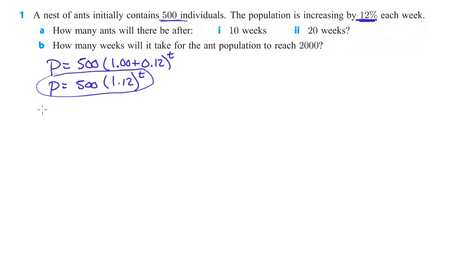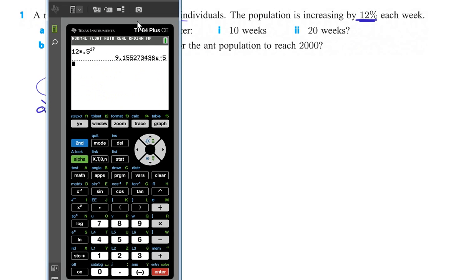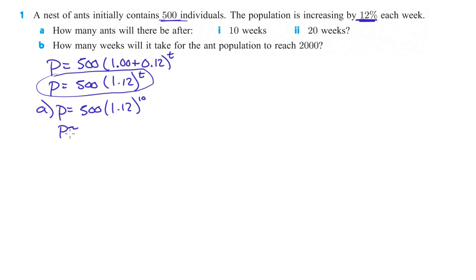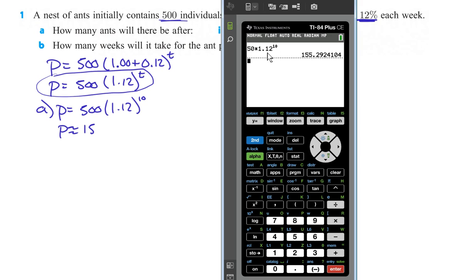Okay, so now for A, how many ants will there be after 10 weeks? To figure that out, we just do P equals 500 times 1.12 to the 10th power. Plug that into our calculator, see what we get, and away we go. So 500 times 1.12 to the 10th gives us 155.3 ants. So the population is going to be about 155, no, not 155. What did I do? That's not right.